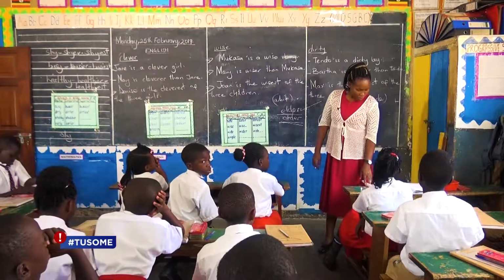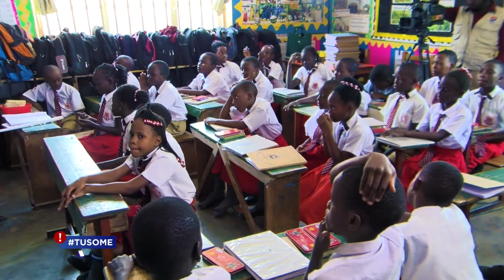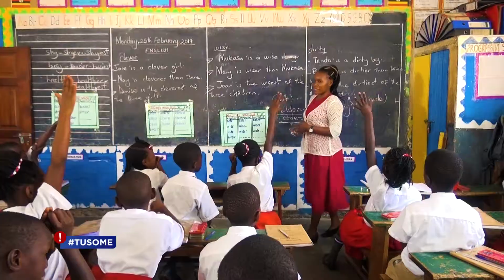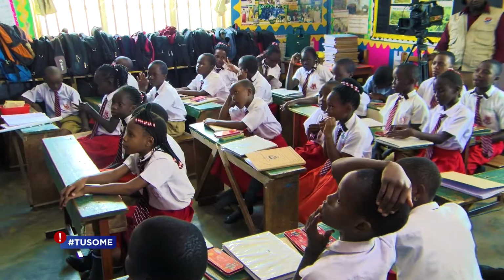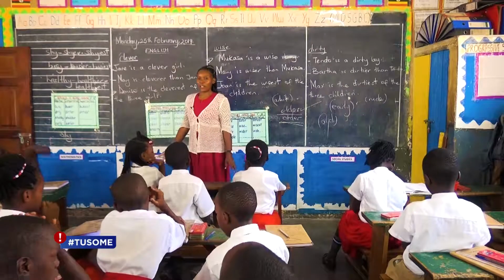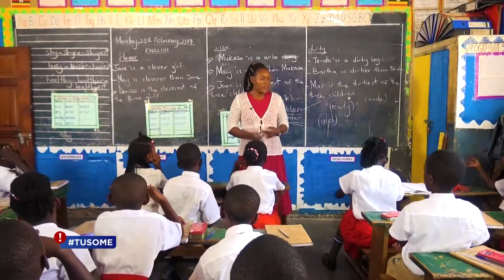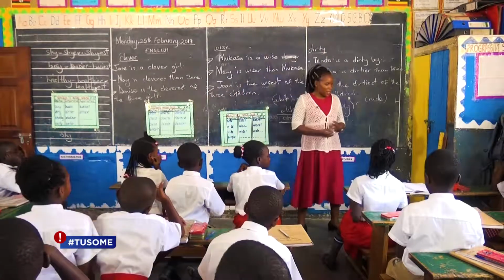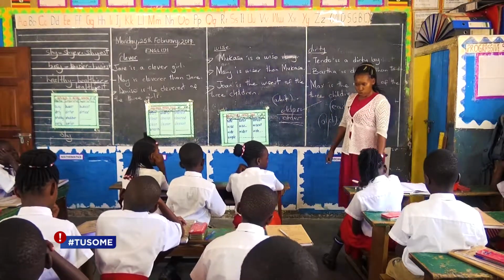Then I have another one: Mukasa is dash than Peter. Brave. Mukasa is braver than Peter. Which degree is that? Comparative degree. Okay.